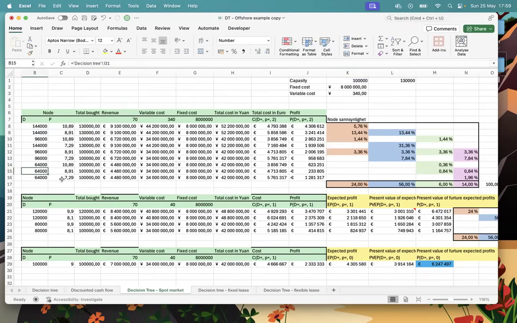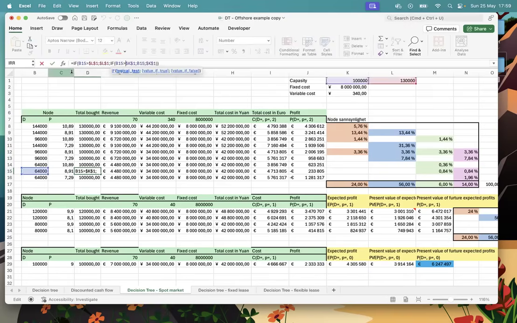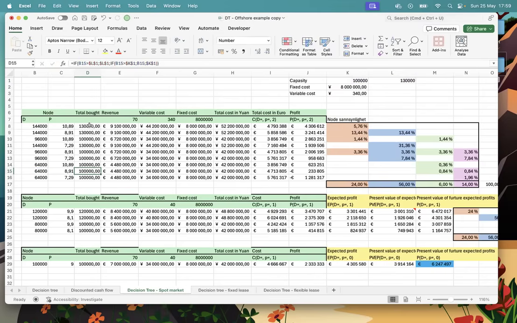As we can see here, 64,000 is lower than 130,000, so it uses this equation and checks again. If it's higher than 100,000, this is false, so it will still use the 100,000 because we can't produce anything lower than 100,000. And that's why we get it here. So this is the total we have produced.